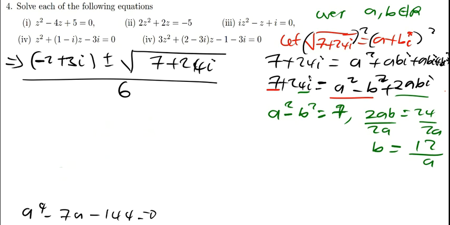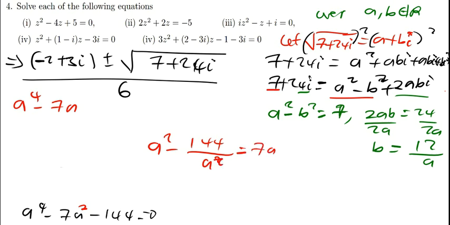Now that I have a to the power 4 minus 7, this is supposed to be 7a squared because it was like this. This was a squared equal to 7, so I was multiplying everywhere by a squared. That's why I'm saying this is 7a squared minus 144 is equal to 0, like that.